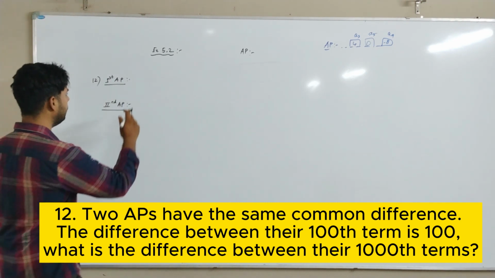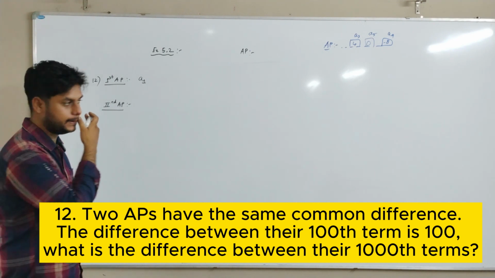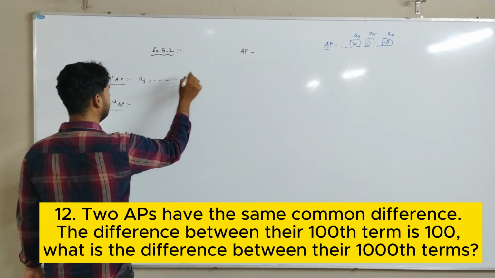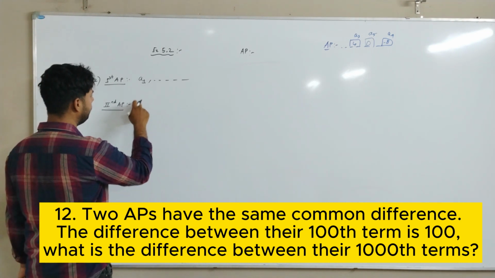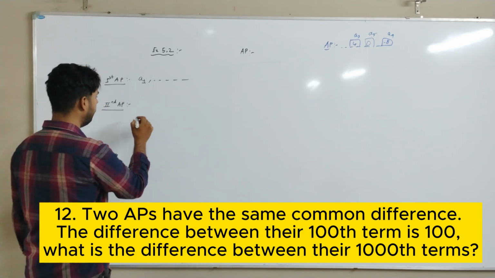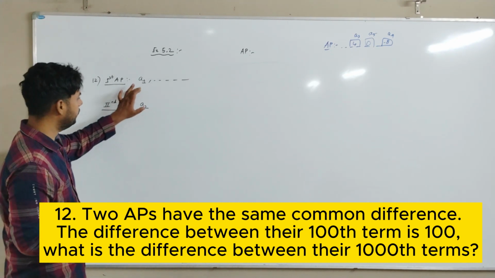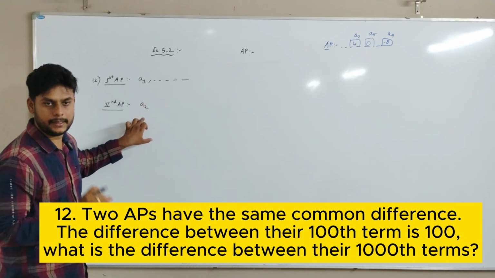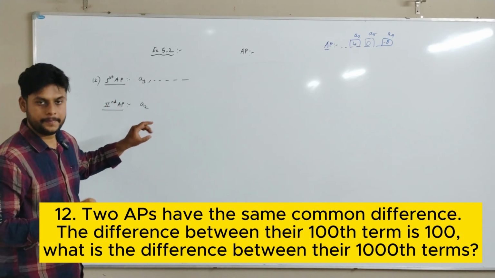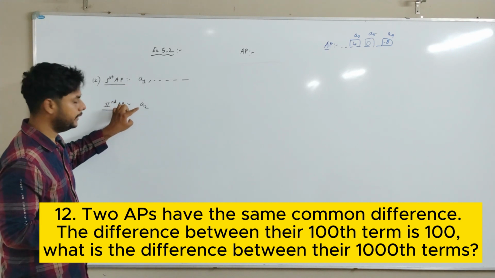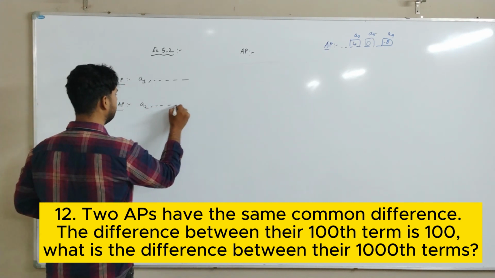So the first term of the first AP I will consider as A1, and further I will continue. If I take A1 in the second AP also, again I will get confused. So I will take the first term of the second AP as A2. Here the first term is A1, here the first term is A2. We don't know the values, but I am calling this A1 and this A2, and so on.